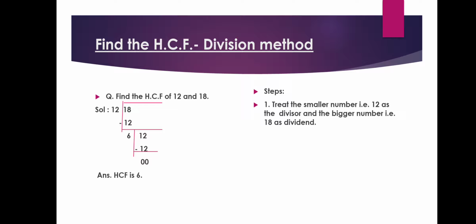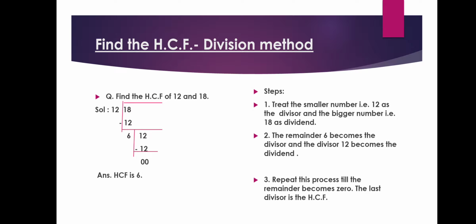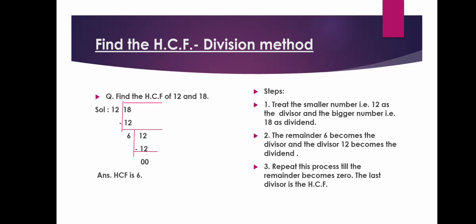Now the steps involved, which you should remember: treat the smaller number, in this case 12, as the divisor and the bigger number, 18, as the dividend. Now the remainder 6 becomes the divisor and the divisor 12 becomes the dividend. Then we have to repeat this process till the remainder becomes 0. The last divisor is the HCF. Like this you have to find out the HCF.